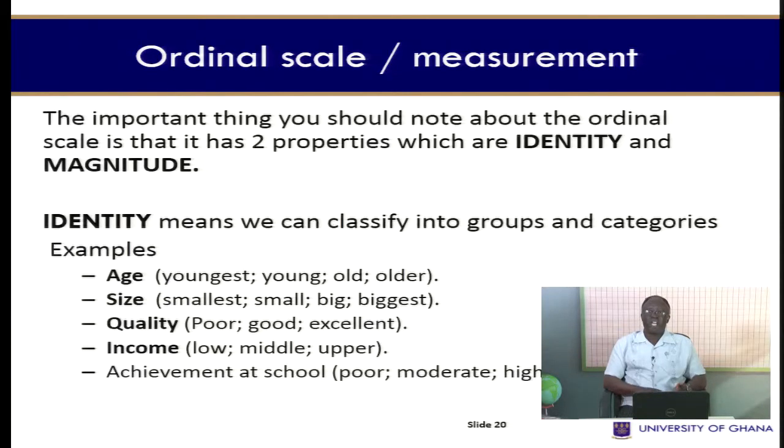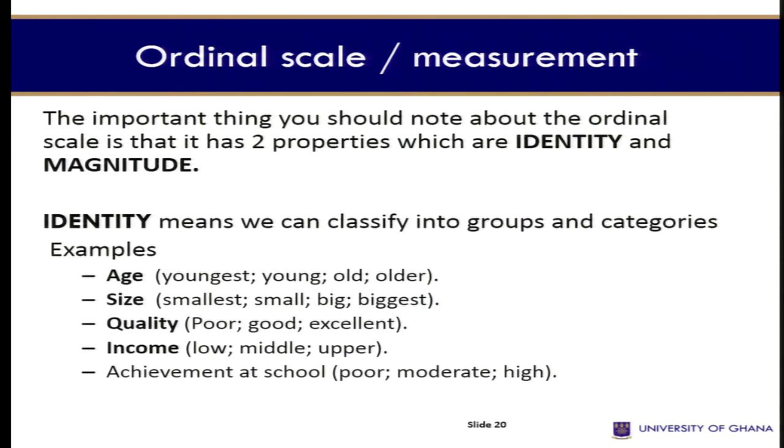It has two properties: the property of identity and the property of magnitude. So it has the property of the first one, that is the nominal scale, plus its own property, which is magnitude. Let's consider identity. Identity simply means, as we have seen, to classify things into groups and categories. Examples: age, young, youngest, old, older, small, smallest, big, biggest.